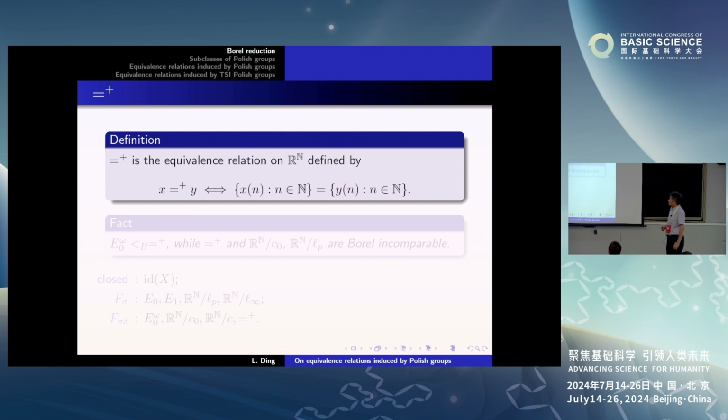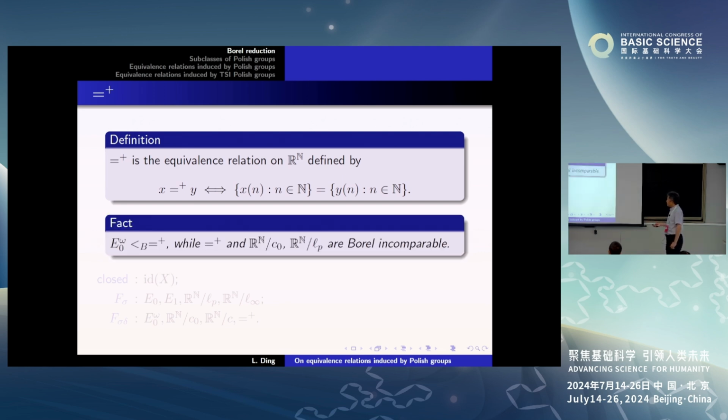Another important equivalence relation is identity plus. Identity plus is an equivalence relation defined on R to the n. It means that here x, y, both x and y are sequences of real numbers. We say they are equivalent if the image of x and y are the same. Now, the fact is E0 to omega is below.